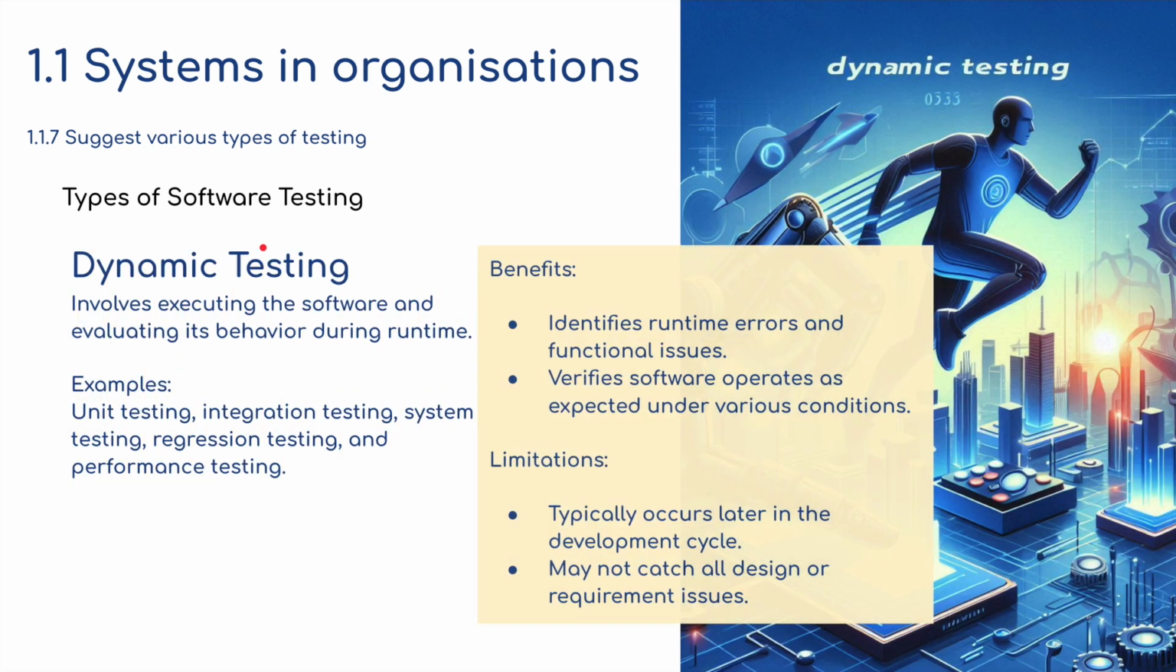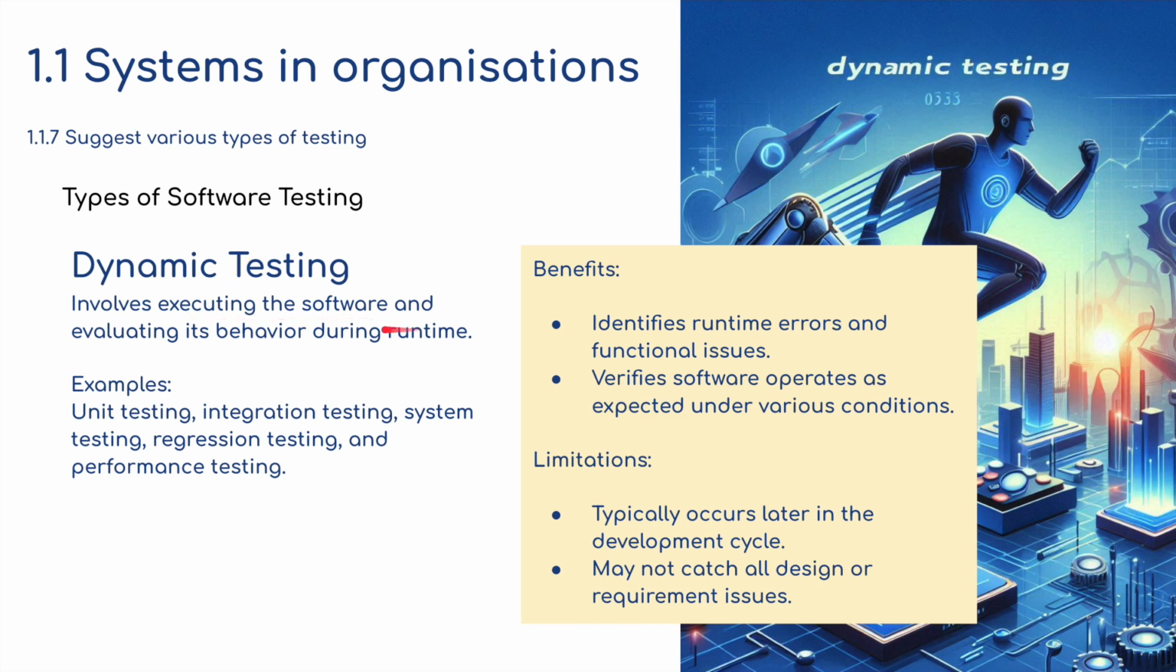Whereas dynamic testing involves executing the software and evaluating its behavior during runtime. Unit testing, integration testing, system testing, regression testing, and performance testing are all examples of dynamic testing. So the benefits are: it identifies runtime errors and functional issues. It verifies software operates as expected under various conditions. Its limitations: it typically occurs later in the development cycle. It may not catch all design or requirement issues.